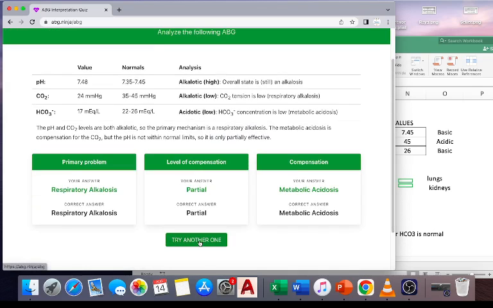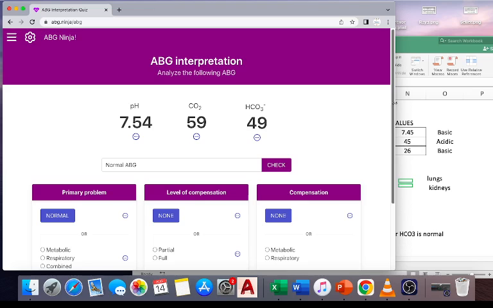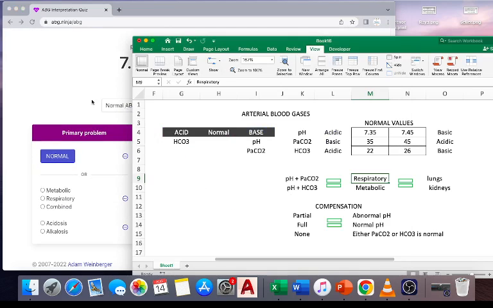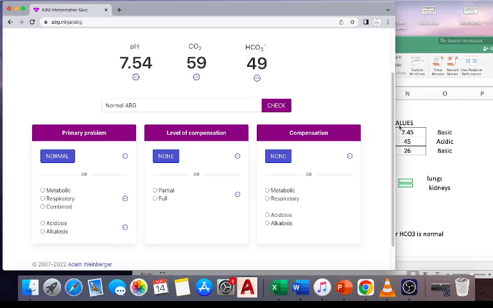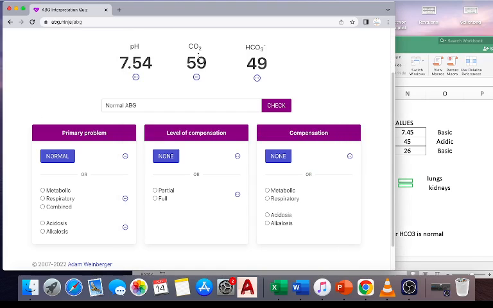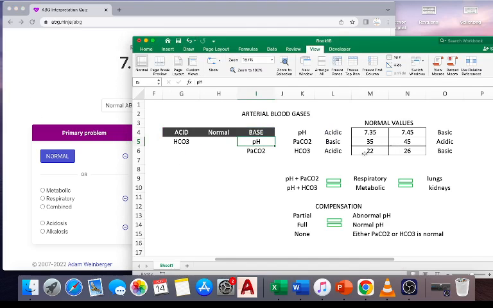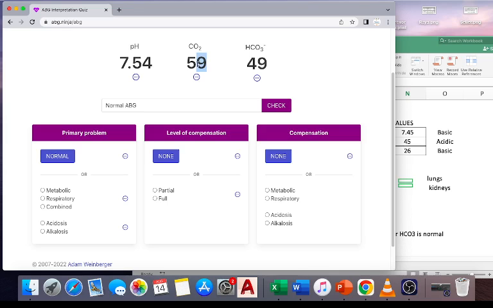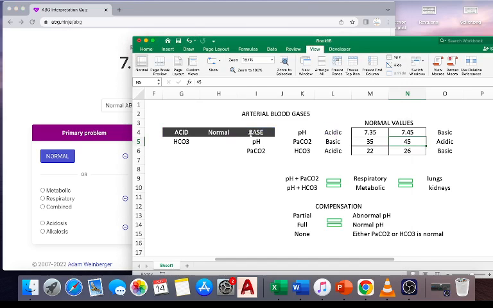Okay, so let's try another one. The pH is 7.54, it's way above normal, so it's basic. Our normal limit for CO2 is 35 to 45, and this is 59, so it's acidic.